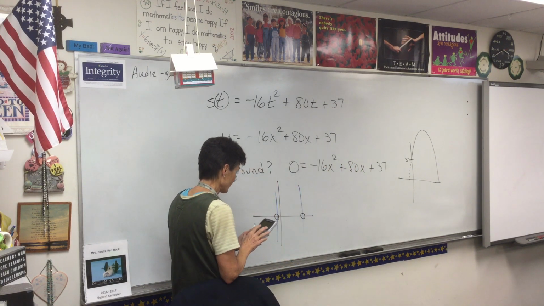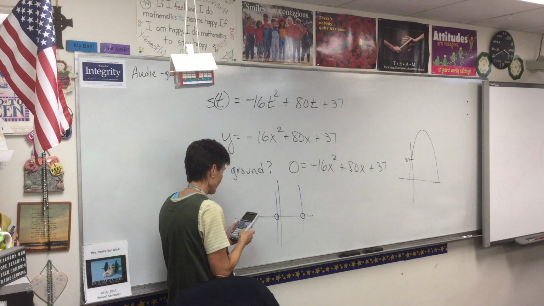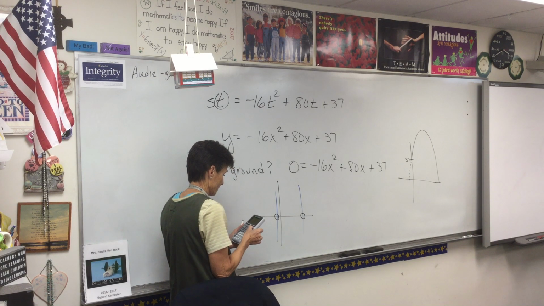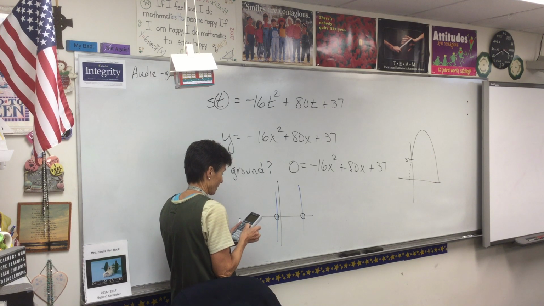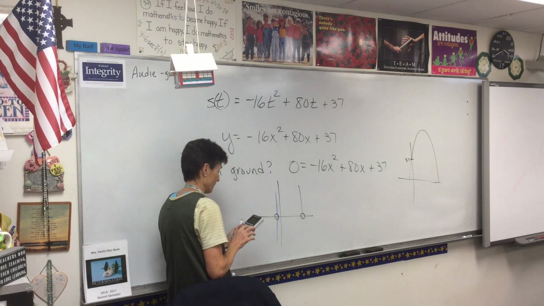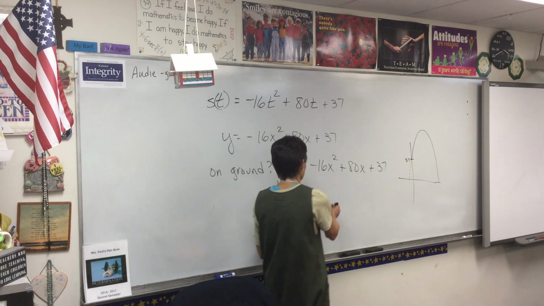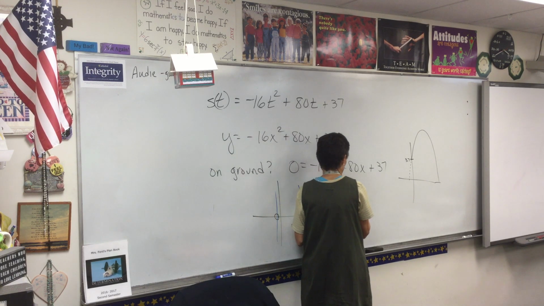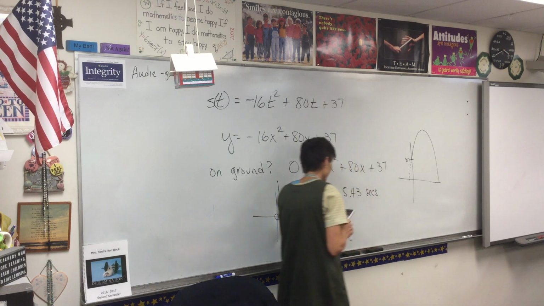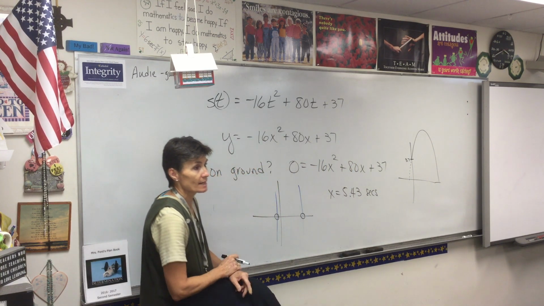So second calc, 0, remember it's the 0 you're looking for. Your cursor does disappear, but you know exactly where it is because it tells you down here at the bottom where it's at. So I think it hits the ground after about 5.43 seconds. The question says, when is the ball on the ground? At 5.43 seconds.